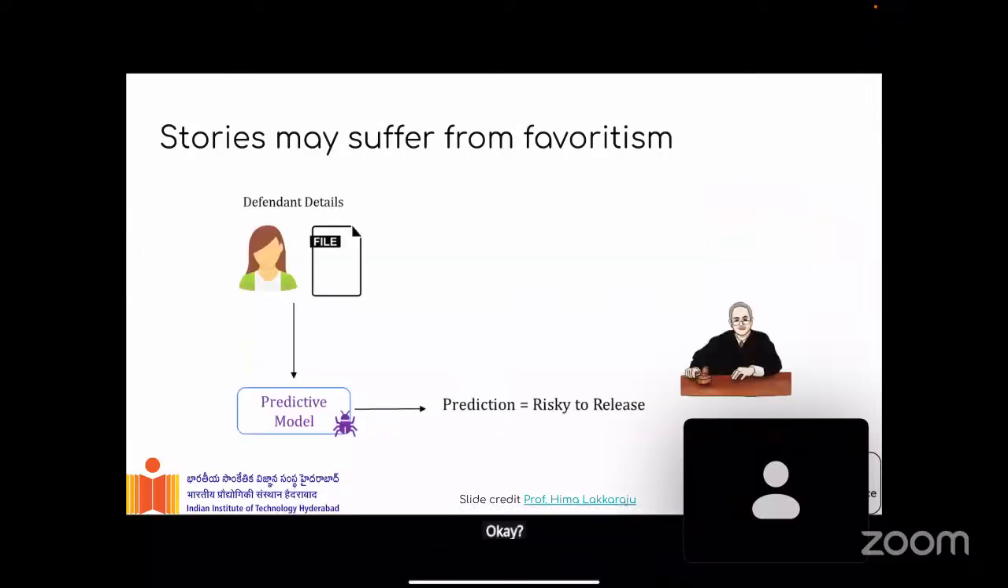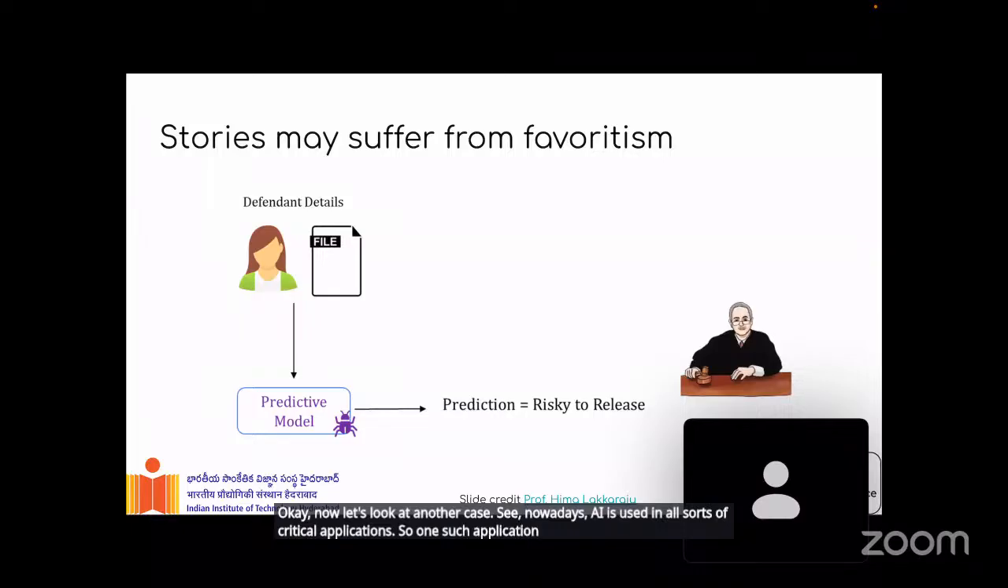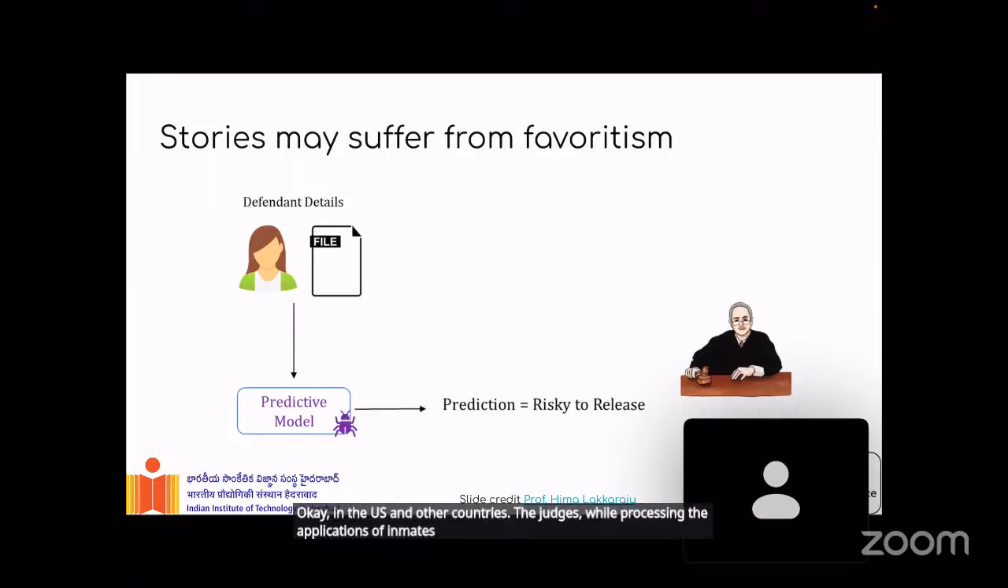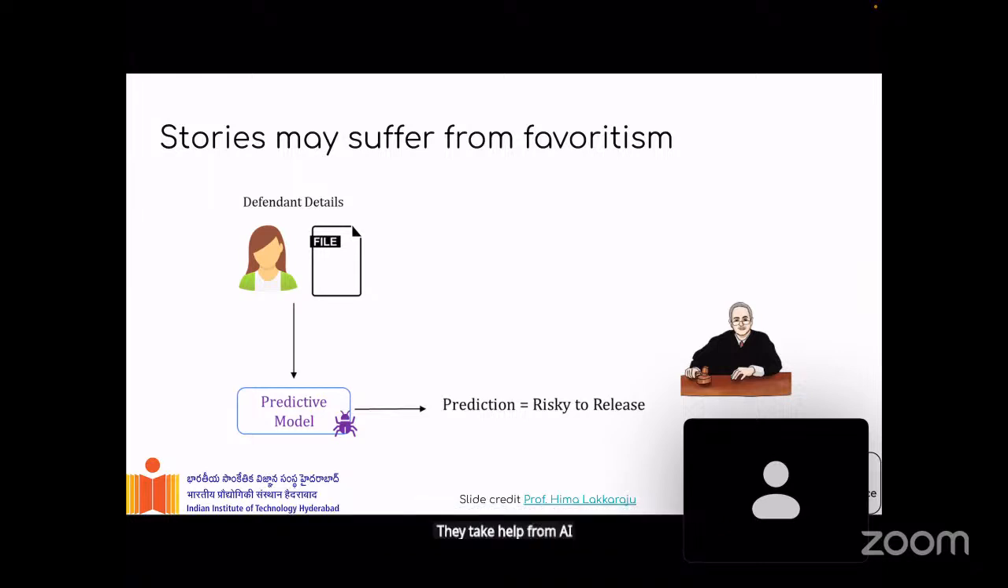Now let's look at another case. Nowadays AI is used in all sorts of critical applications. One such application is processing the parole applications of inmates. In the US and other countries, judges, while processing the applications of inmates for parole and early release, take help from AI. They feed all the data of that inmate and ask the predictive model whether it is risky to release this defendant.